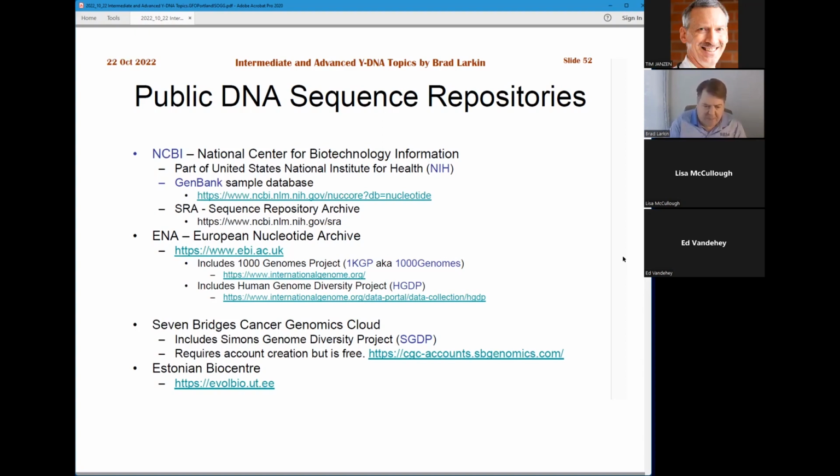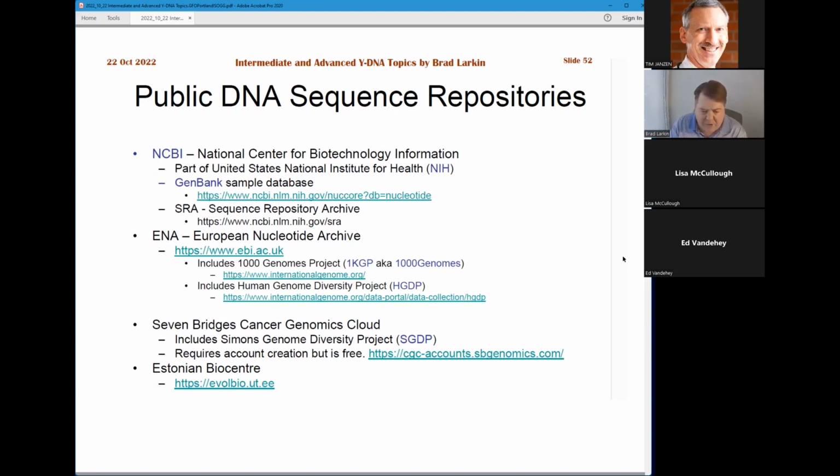There's also the European Nucleotide Archive. That's a very good archive, ebi.ac.uk. It includes the 1,000 Genomes Project data. It also includes the Human Genome Diversity Project data. So those are international data sets where they've gathered samples from lots of parts of the world.